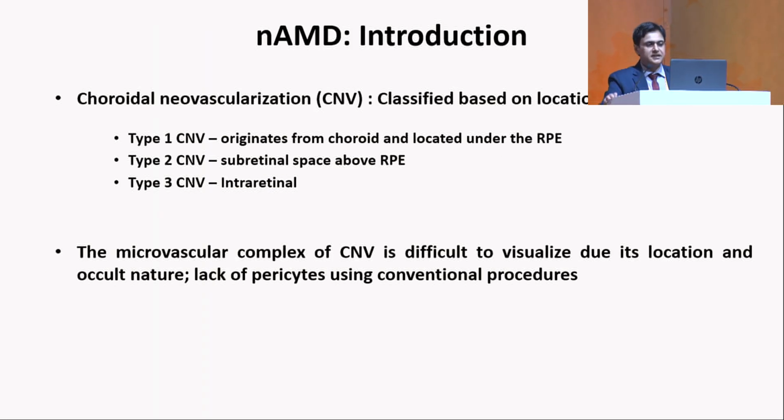So, the classification of type 1, type 2, type 3, we all know one is subretinal, one is between the subretinal and above the RPE, and the other is intraretinal. The type 1 is below the RPE.